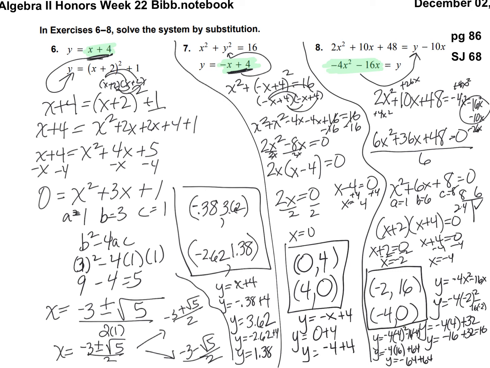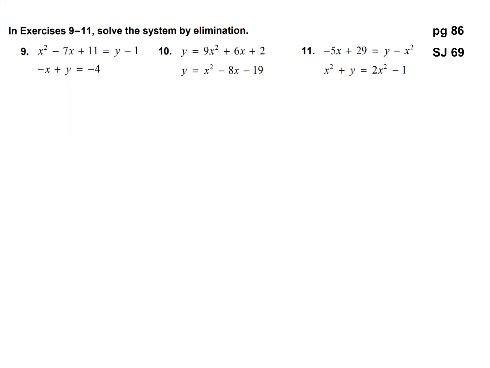Now, moving right along to elimination. I'm going to solve these using elimination. If I were you, I would get your constants on one side and your variables on the other side, except for number 10. We'll talk about number 10 in just a minute.